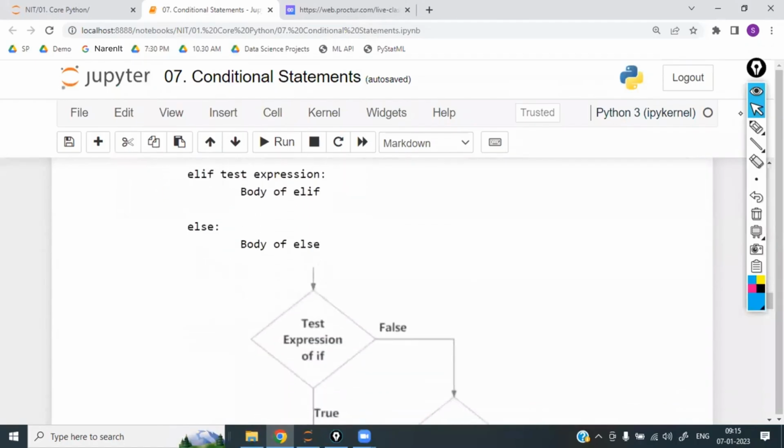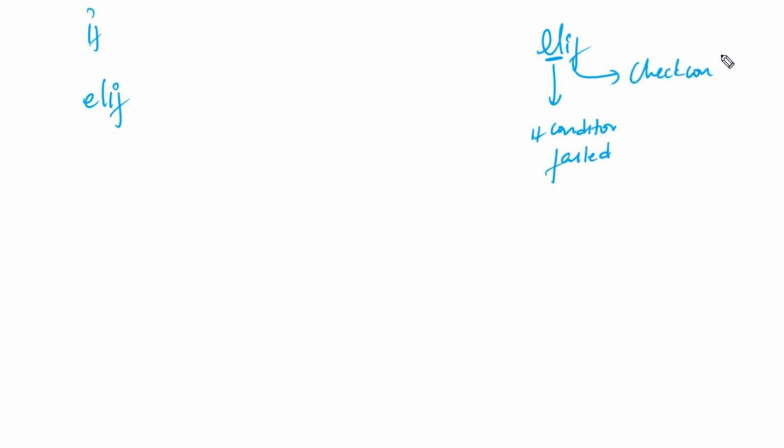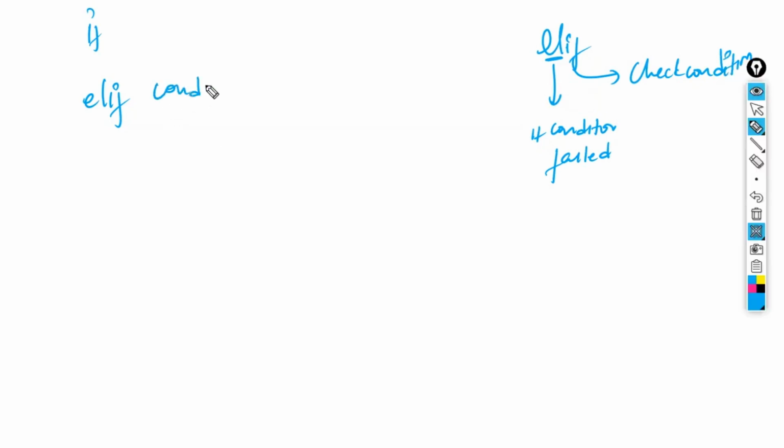Now we have one more concept called if, elif. What is meant by elif? It means that if the if condition fails, check with this condition. If the if condition failed, check this new condition. For this, you are going to write a different condition. If this condition failed, ignore this if block. Okay, the block is ignored. Now check one more condition. You are writing one more condition.